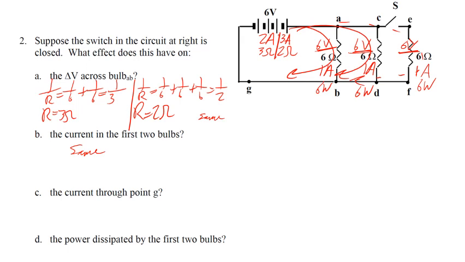Now the current through point G, however, increased from 2 amps to 3 amps. The power dissipated by the first 2 bulbs should stay the same. Now, here's the idea. Let's go back over why this is the case.